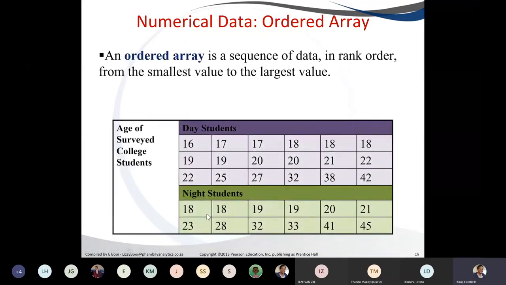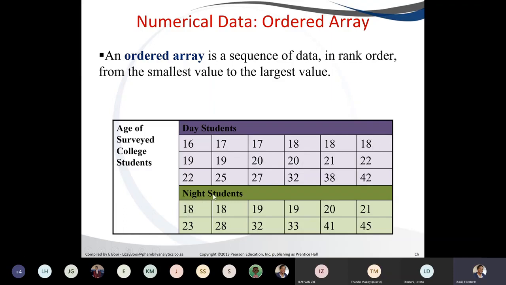Okay, I'll go through this quickly as well. So an ordered array is a way of organizing the data from lowest to highest. So you rank your data in that manner, from lowest to highest. It also makes it easier to see your data points. For example, here I have the day students. I can see the age of those day students, and quickly I can browse through. Sometimes using a table it is not easy to recognize the patterns, but I can see there we have two 20-year-olds, we have three 18-year-olds, and so forth.